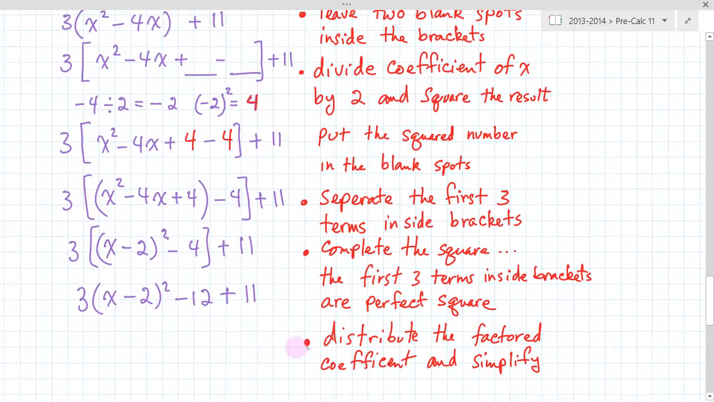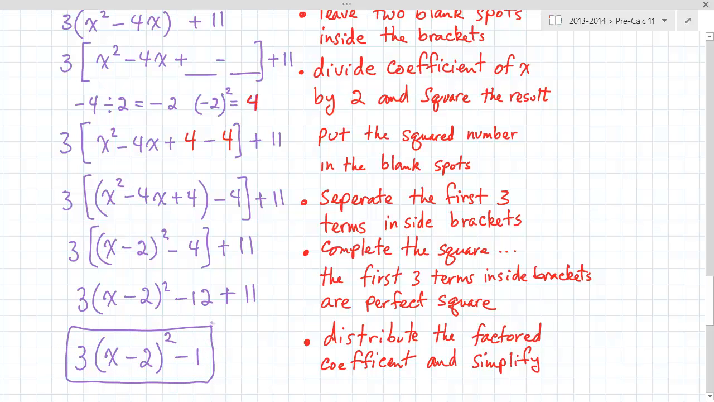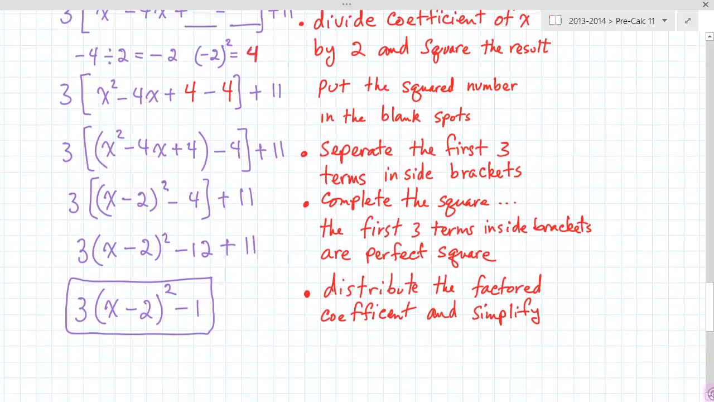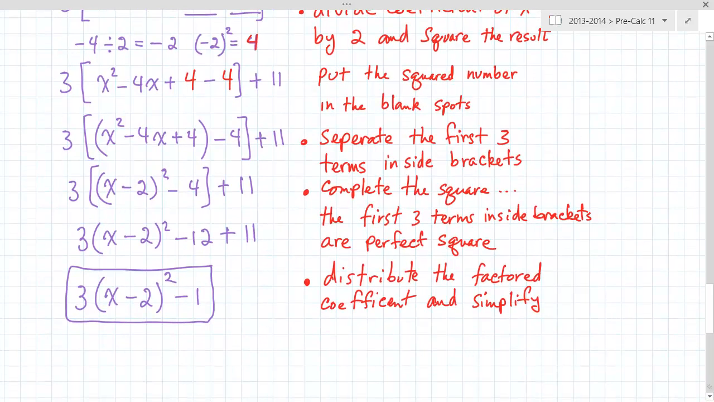After we've done the distribution, we simplify. 3 times (x minus 2) squared minus 1 is the completed square form. We put it in a box, we celebrate, and we call it a day.